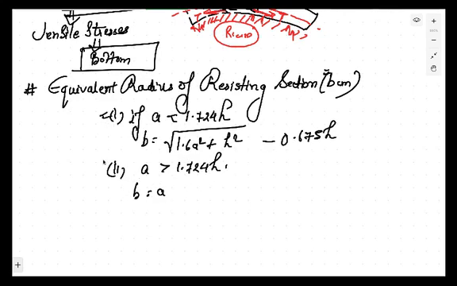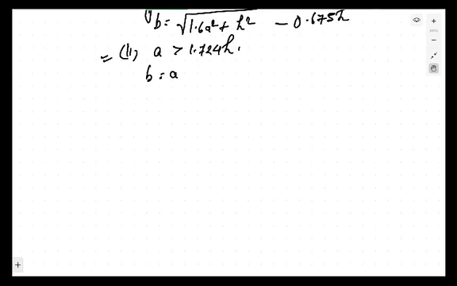So you have to check these two cases. First of all, you check whether a is less than or greater than 1.724 h. Here h is the height, or thickness, of the pavement. Whichever condition is satisfied, you can calculate the value of b depending upon that particular relation. Fine. So after calculating this equivalent resisting section, you have to calculate the load stresses.